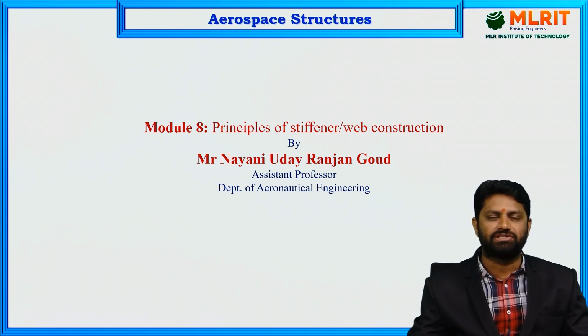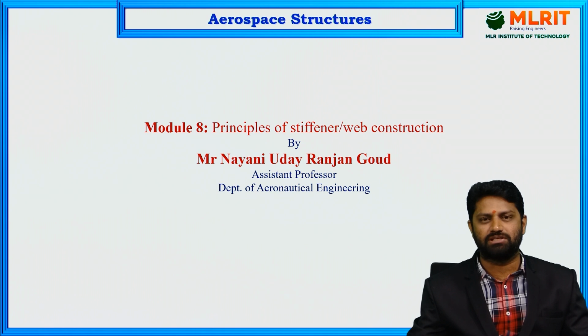So in the last session, we discussed cutouts in wings and fuselage, and we saw the functions of fuselage frames and wing ribs, and how panel length and depth are considered when cutouts are there. All those things we considered in the last class. In the present session, we discuss the principles of stiffener or web construction.